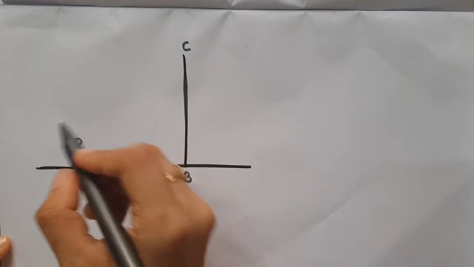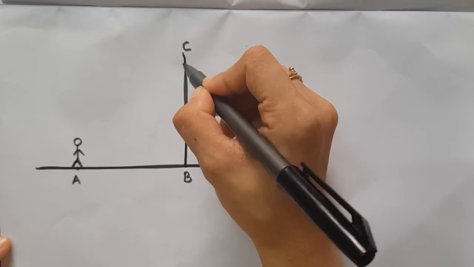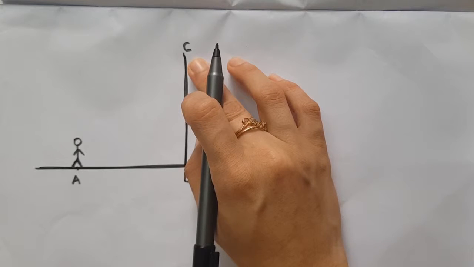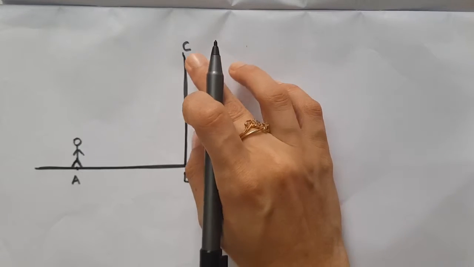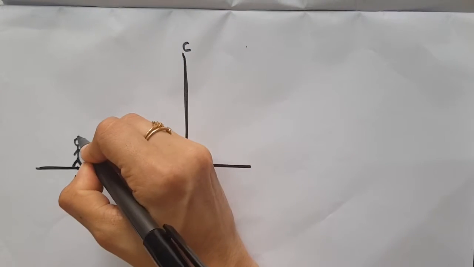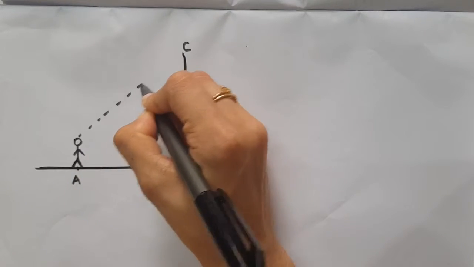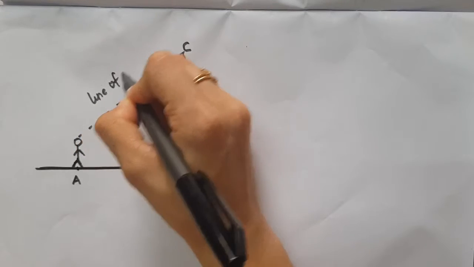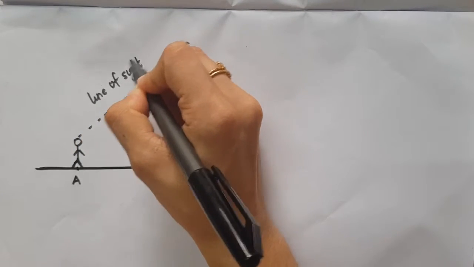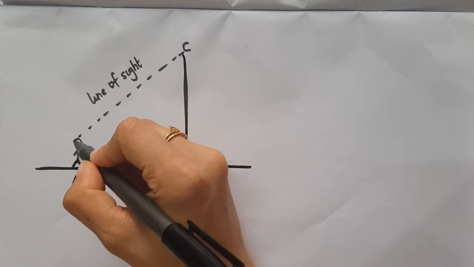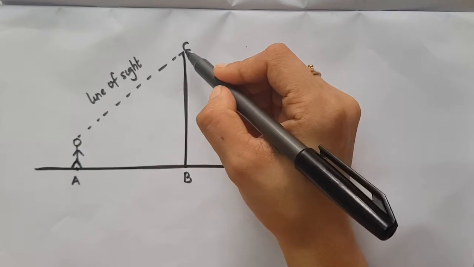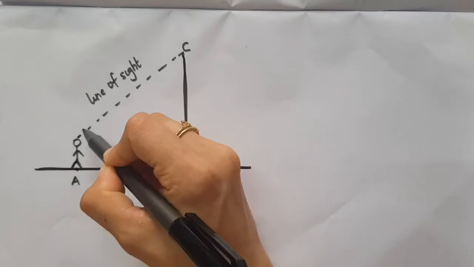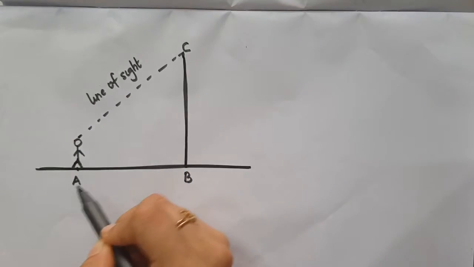Now you're looking at the top of the building. When you're looking at the top of the building, you have to raise your head and raise your eyes to see the top of the building, right? So this is the line of sight. That line through which you're seeing the top of the building is called the line of sight.